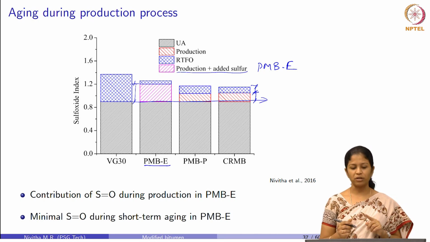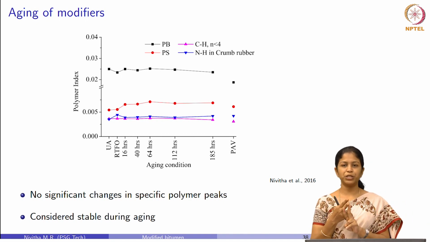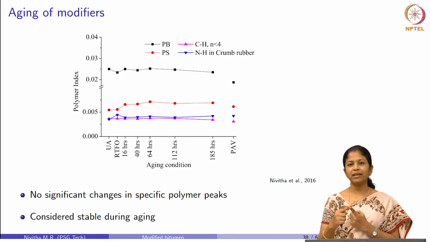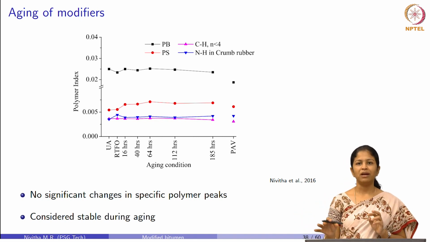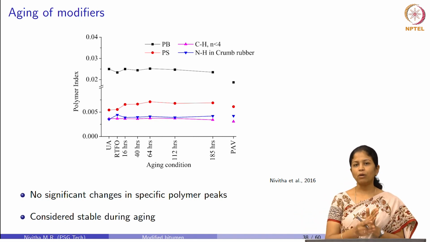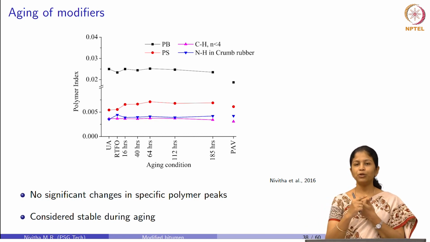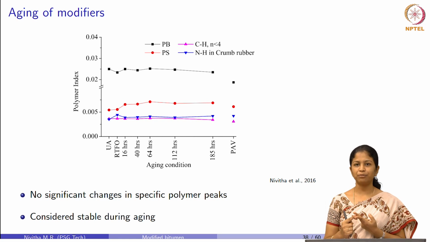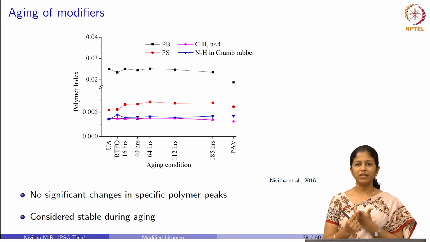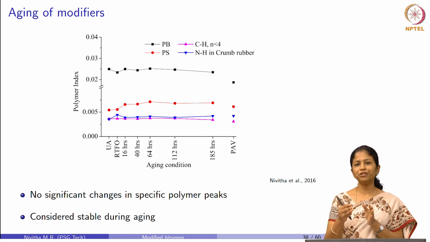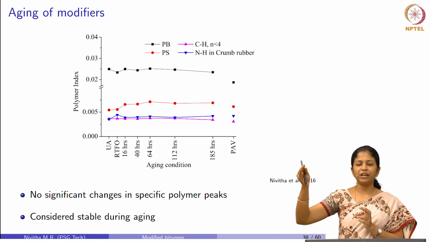Next, we are going to look into the second topic which we were discussing, which is aging in modifiers. Now, we have added modifier to bitumen. We have produced them. We are now subjecting them to subsequent aging. We know that there are two conventional aging procedures, short term aging and long term aging. But both of them give us the aging compounds only at a specific period of time.